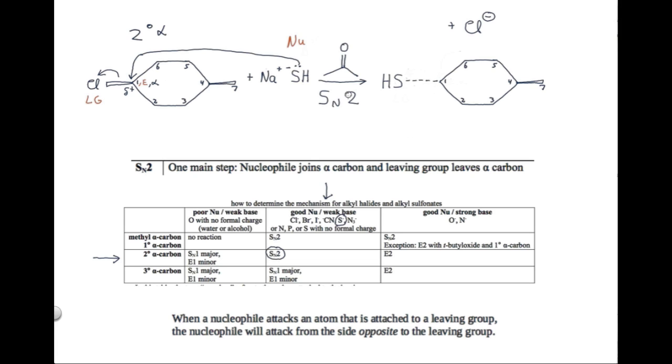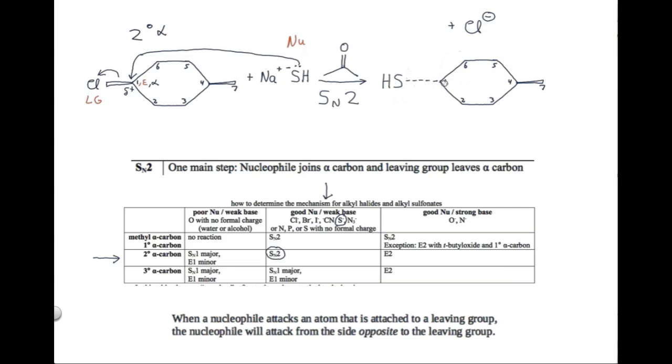In the SN2 series, we discussed this rule. Whenever a nucleophile attacks an atom that's attached to a leaving group, the nucleophile always attacks from the side opposite to the leaving group. So here the sulfur is attacking carbon 1 while it's still attached to the leaving group. Since the leaving group is in front of the page, the sulfur has to attack from the opposite side, from behind the page. So the sulfur ends up on a dash. This is the reason that we expect an SN2 reaction to give us inversion of stereochemistry.